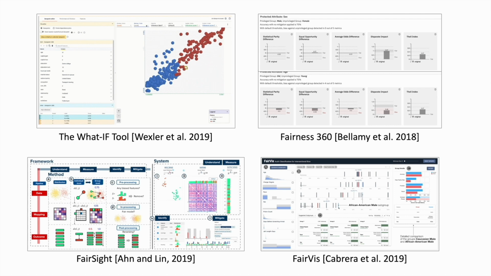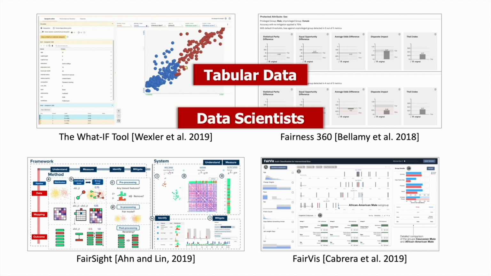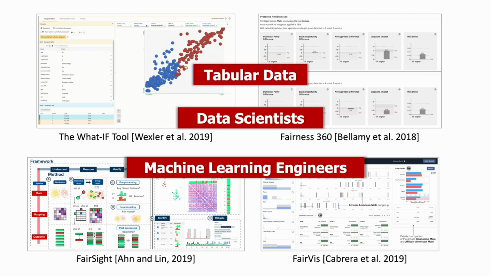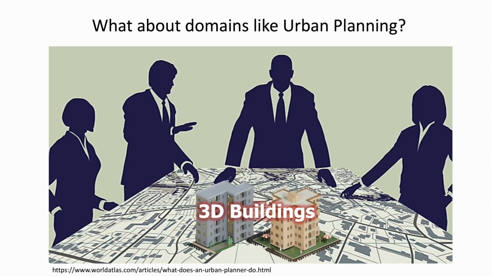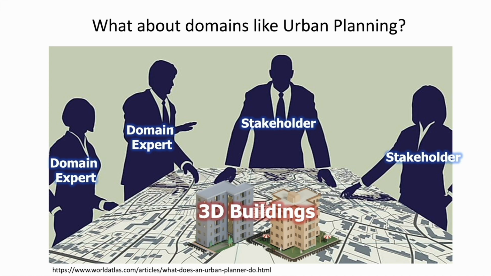However, they visualize tabular data with bar charts and scatter plots, mostly targeted for data scientist users or machine learning engineers. What about domains like urban planning that need domain-specific visualizations, such as maps and 3D buildings, and require domain experts and stakeholders to assess fairness iteratively?